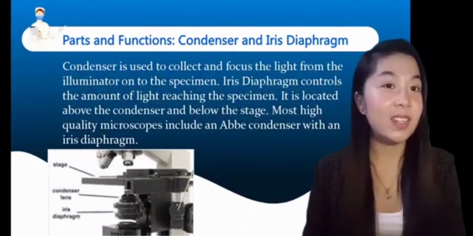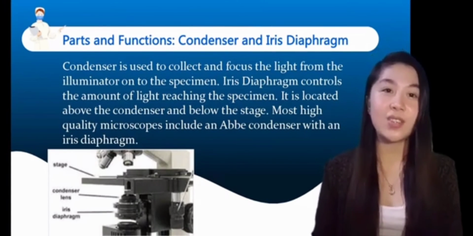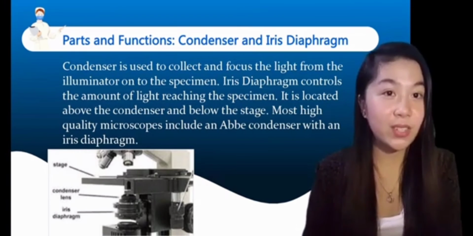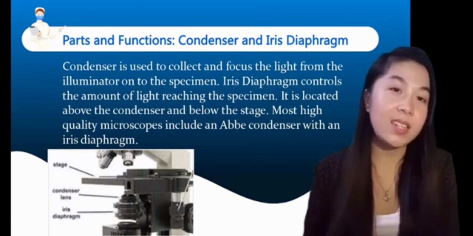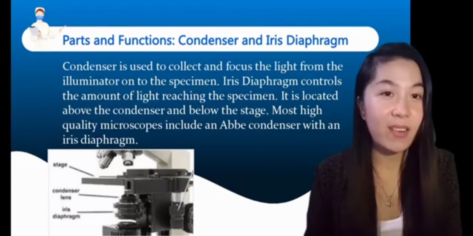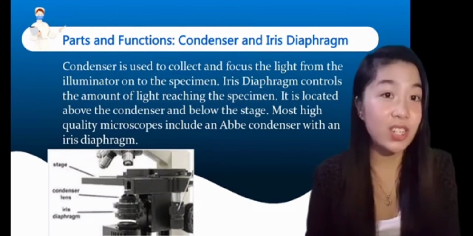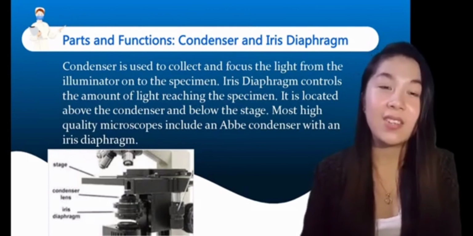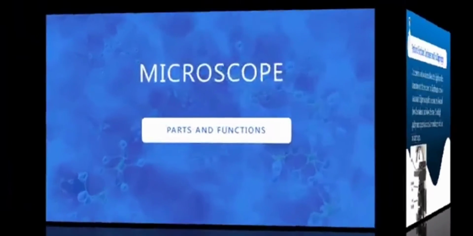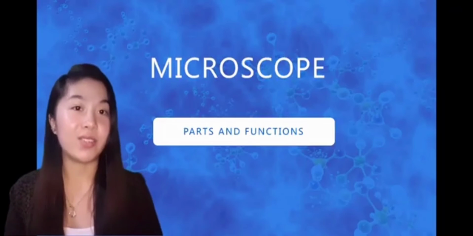And last but not least, the condenser and iris diaphragm. The condenser is used to collect and focus light from the illuminator onto the specimen. It is located under the stage, often in conjunction with an iris diaphragm, while the iris diaphragm controls the amount of light reaching the specimen. It is located above the condenser and below the stage. So those are the parts and functions of the microscope.